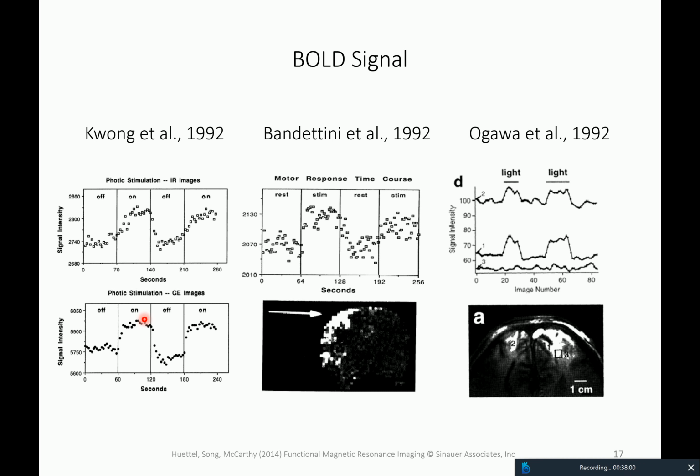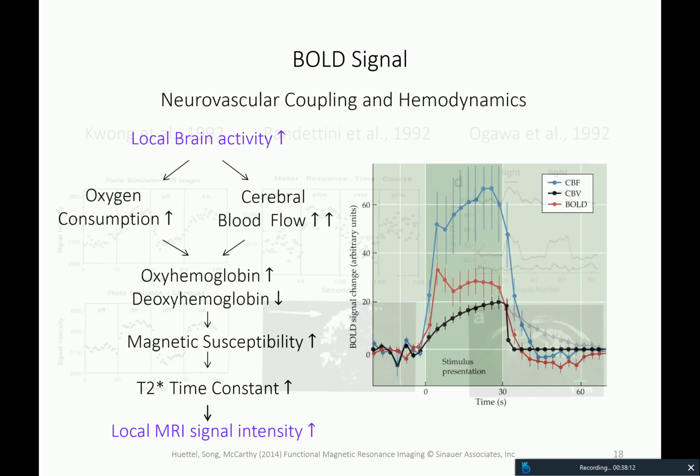So the basic fact is the MR signal goes up if people are exposed to visual stimulation. Then the question is why. And this again shows the entire pathway of the increases in MR signal intensity, which we'll see again, but we see it here as well.